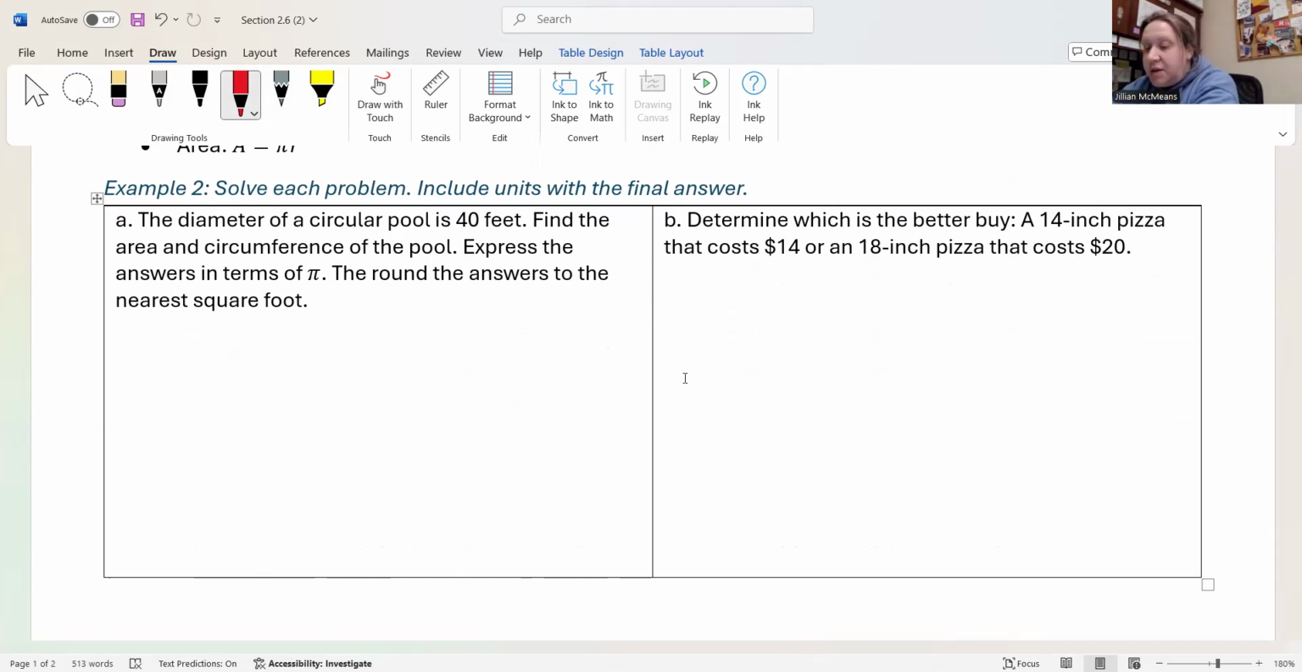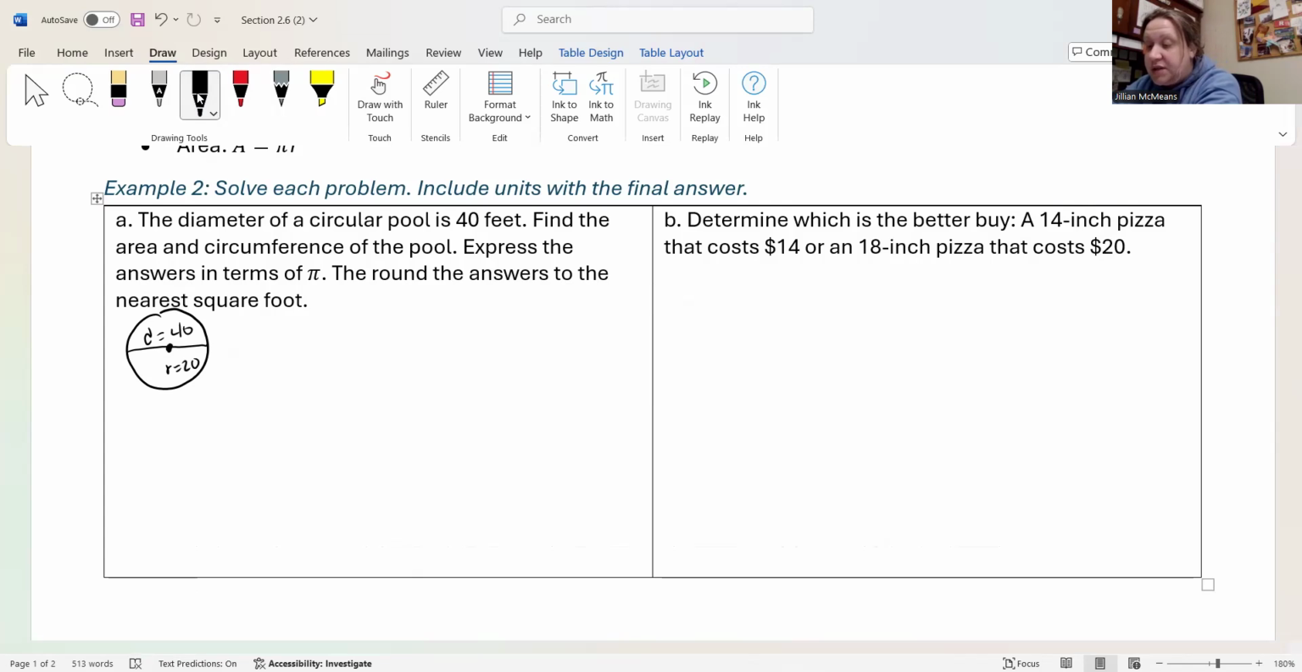Okay, so in this problem, part A, we have the diameter of a circular pool is 40 feet. So we know we're dealing with a pool. We know the diameter is 40 feet. So that tells me that the radius must be just 20 feet. Okay. We want to find the area and the circumference of the pool.